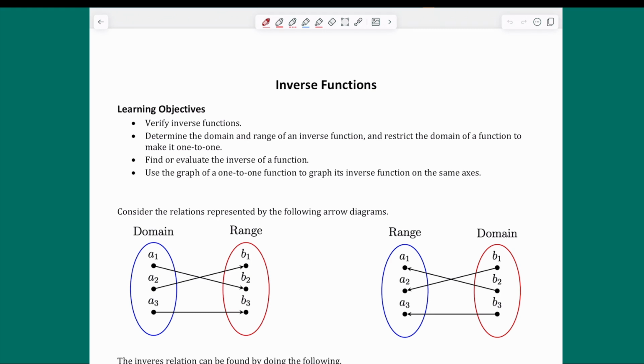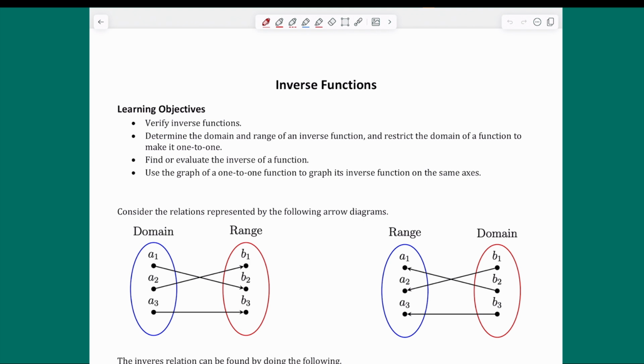Okay, so in this video we'll talk about inverse functions. The learning objectives are to verify inverse functions, determine the domain and range of an inverse function, and restrict the domain of a function to make it one-to-one. Find or evaluate the inverse of a function. Use the graph of a one-to-one function to graph its inverse function on the same axis.